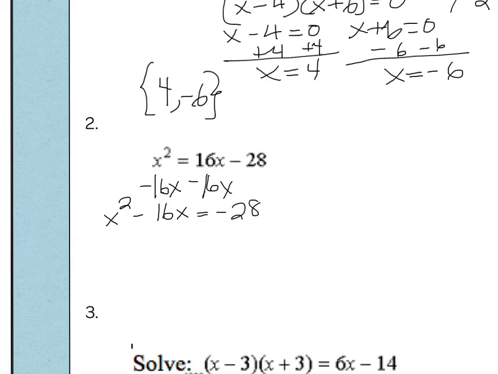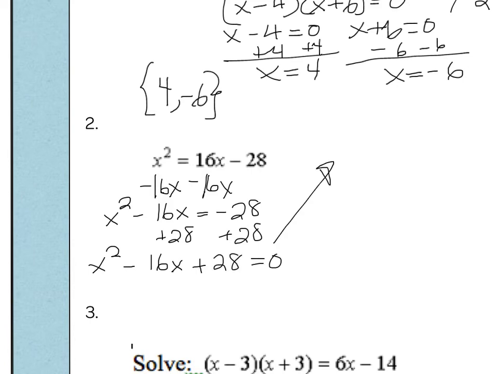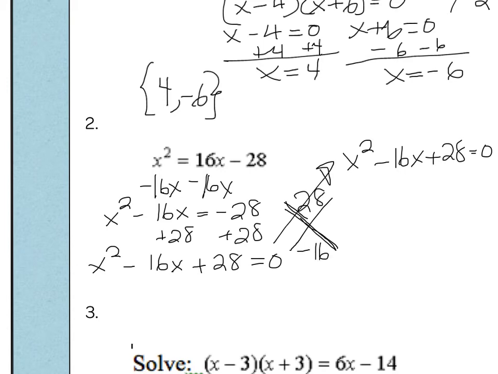And then let's actually add 28 to both sides, which would give us x squared minus 16x plus 28, now equals 0. We're ready to solve this. I'm using x factor, and I'm looking for two numbers that multiply to give me 28, and they combine to give me 16. So 28 is a tricky number.